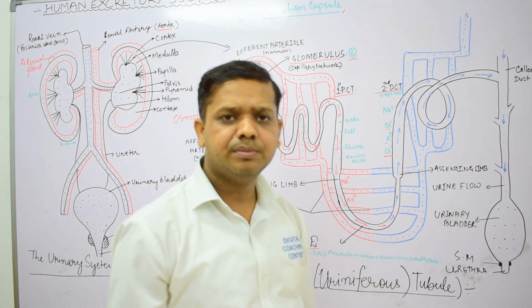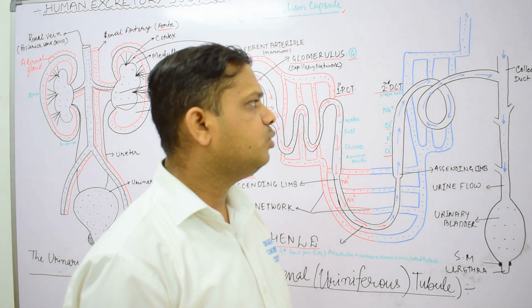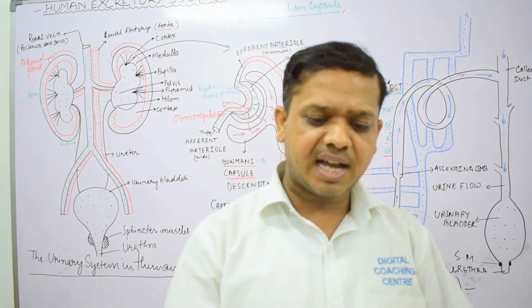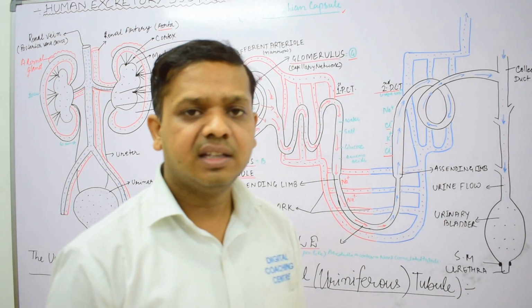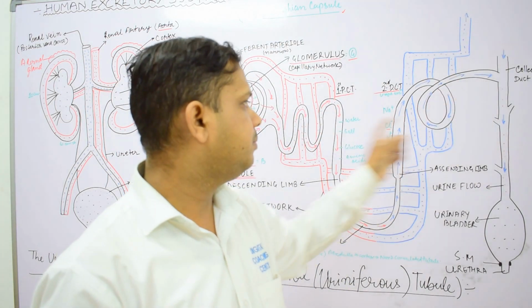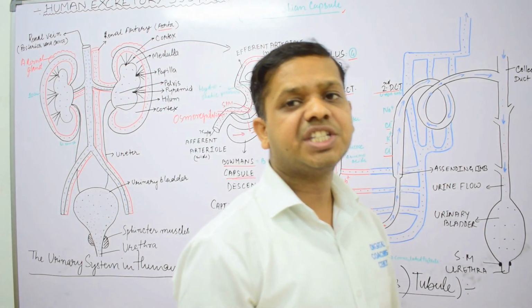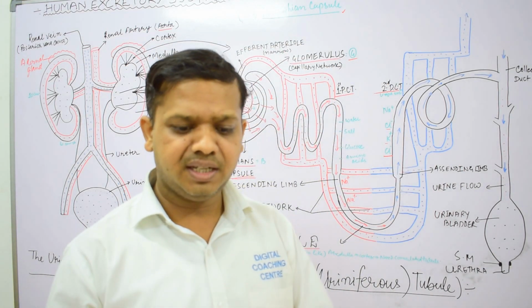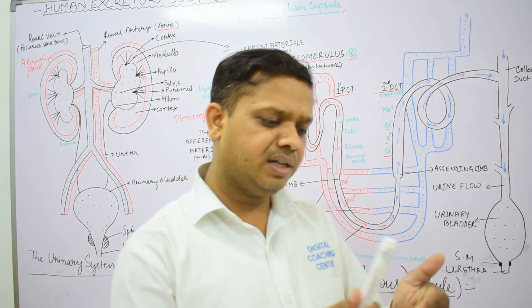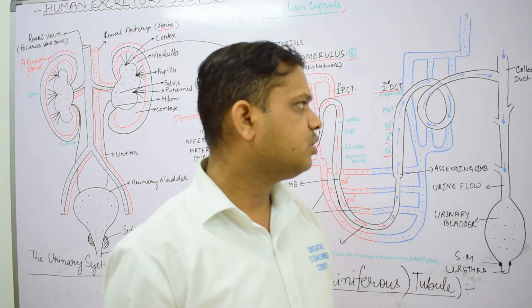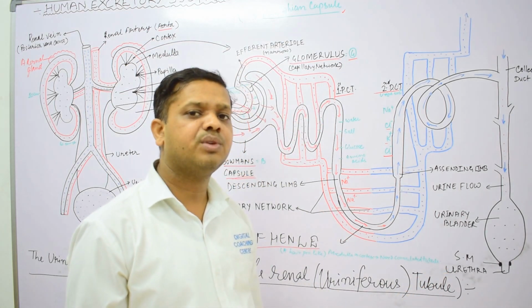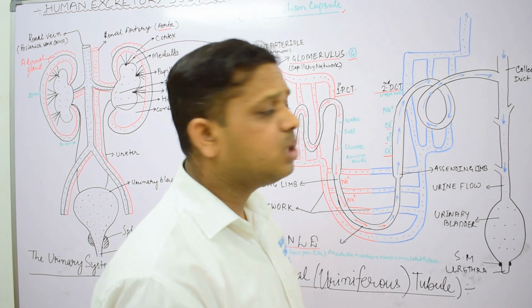One more piece of information I would like to tell you: when you attach all the tubules together, the length will be 60 kilometers. In both the kidneys, if you attach one tubule to another tubule like this, you will find that the total distance it will cover is 60 kilometers.